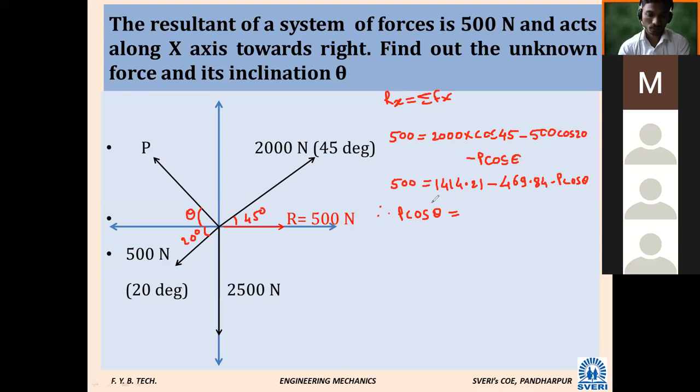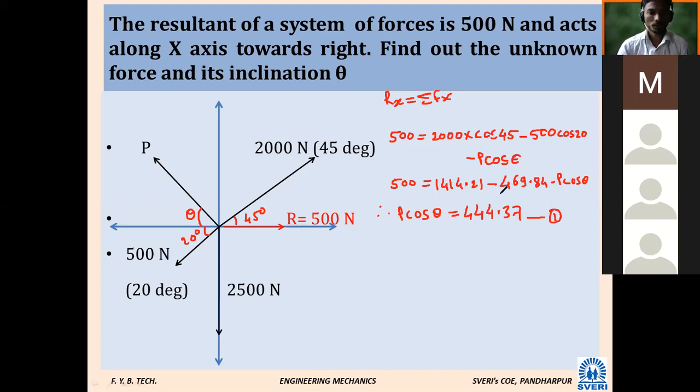Minus 469.84. Now how much is it? My answer is 444.37. So this will be equation 1. So one equation is over now.